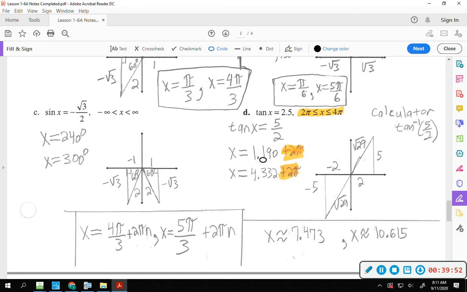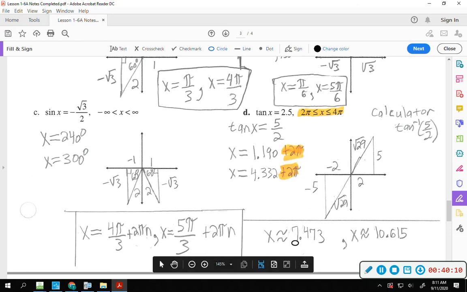These two values of x will be the first rotational values. But I want the second rotation. I want from 2 pi to 4 pi. So I've got to add another 2 pi to each one of these. When I add 2 pi, I get 7.473. When I add 2 pi to this one, I get 10.615.